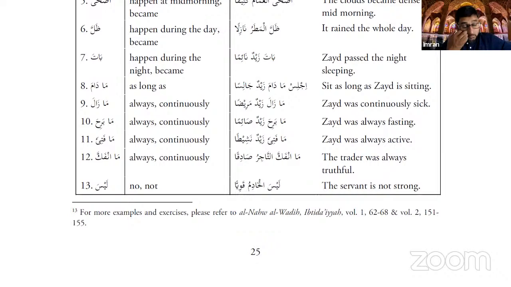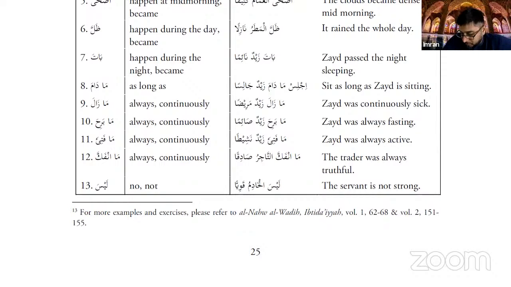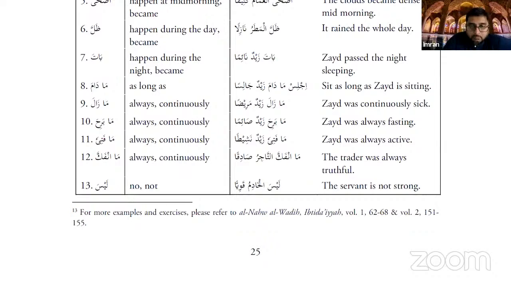8, madama, as long as. Ijlis madama Zaidun jalisan, sit as long as Zaid is sitting. So here, ijlis is the verb, madama is the particle, and Zaidun is the ism of madama, marfu', and jalisan is the khabar of madama.